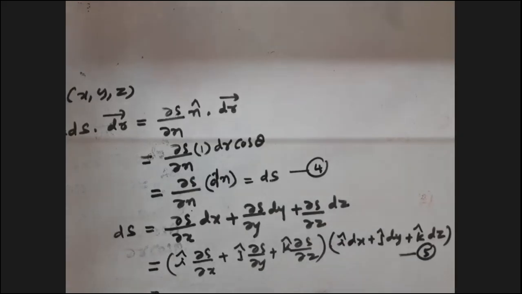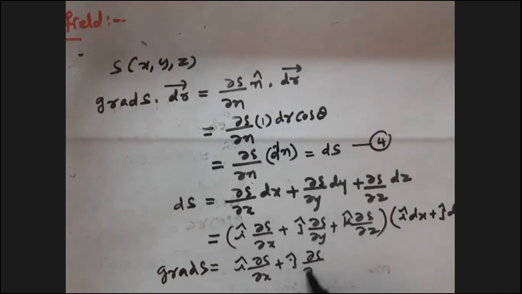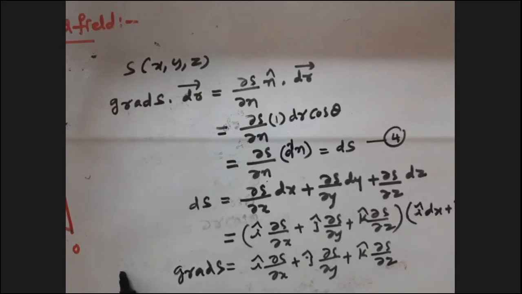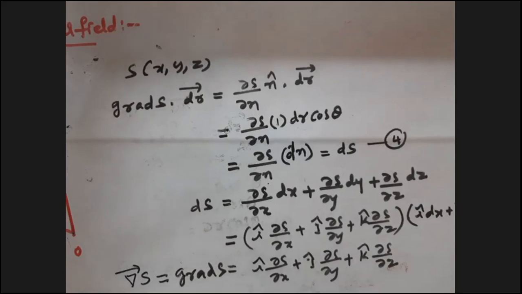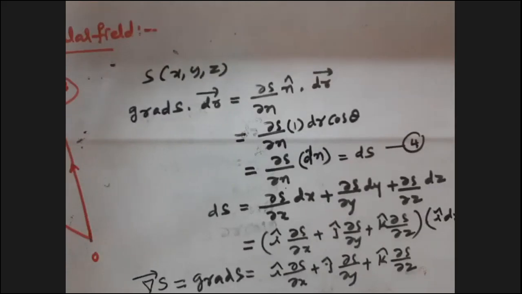By comparing equation 4 and 5, it is very clear that grad s is equal to ఏముంది I cap dou s by dou x plus j cap dou s by dou y plus k cap dou s by dou z. Okay. So grad s ని మనము del bar s గా రాస్తాము. Del bar s is equal grad s, that equal I cap dou s by dou x plus j cap dou s by dou y plus k cap dou s by dou z.